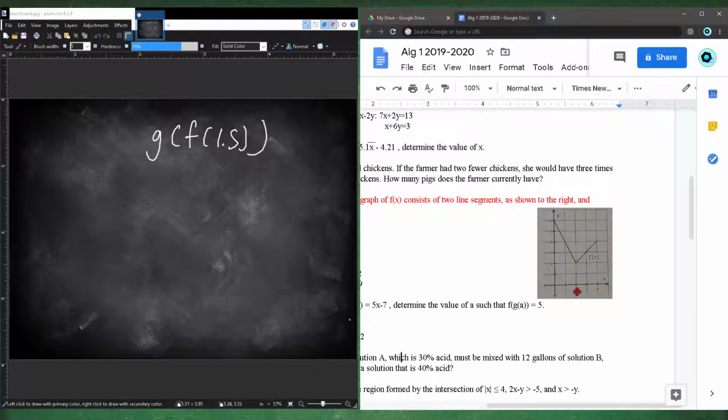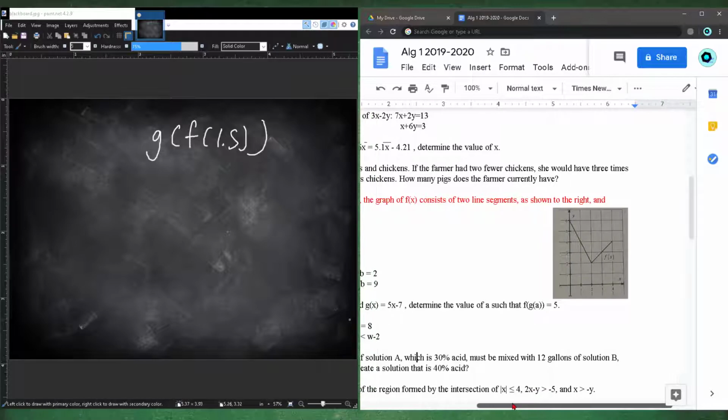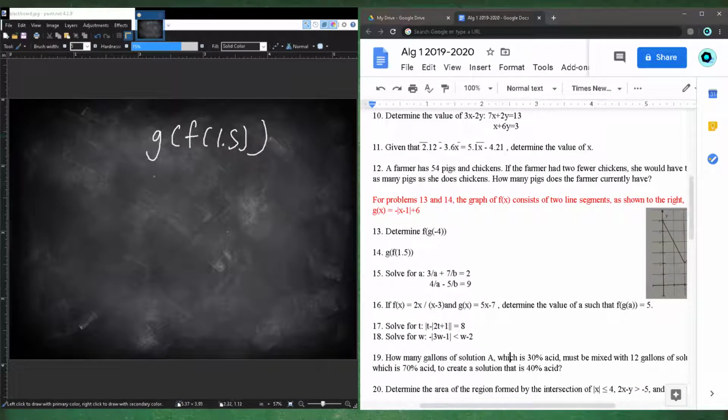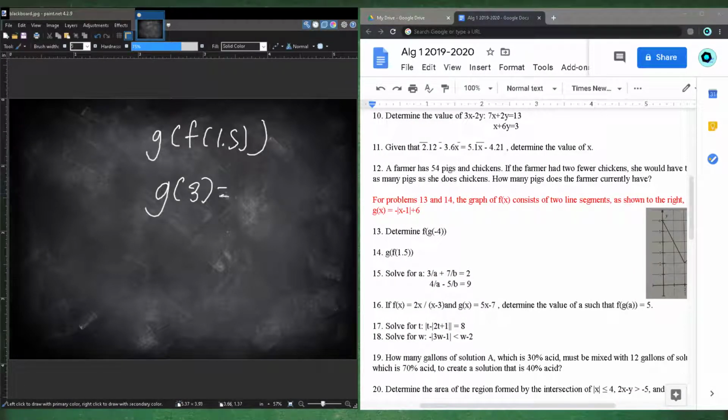So look at the picture. So halfway between 1 and 2. That looks like a 3 to me. So let's use a 3. So we have g of 3.